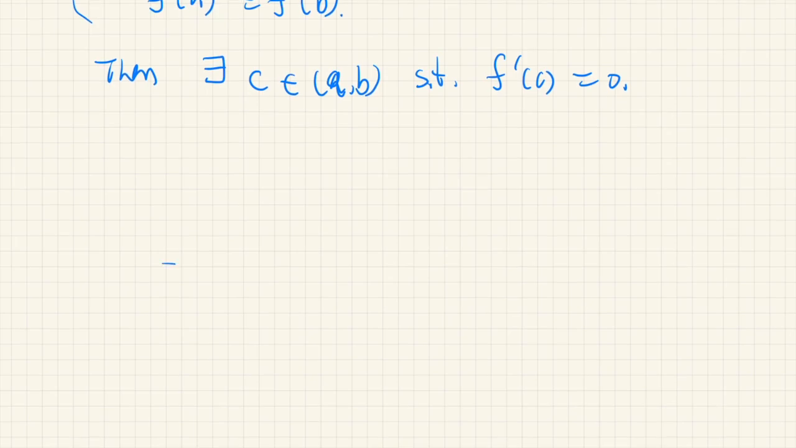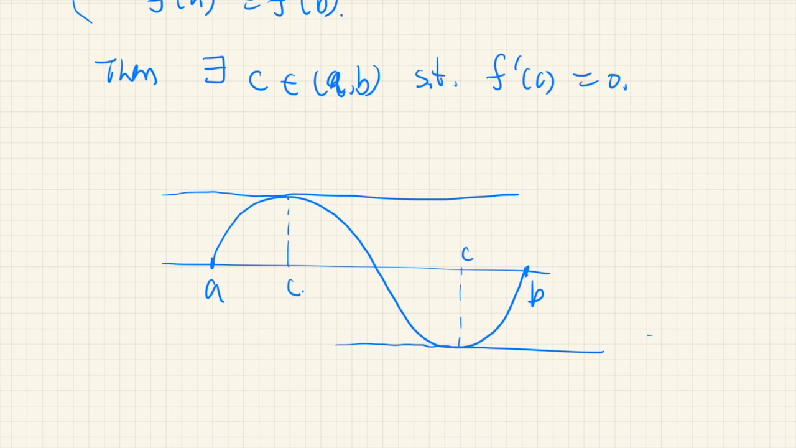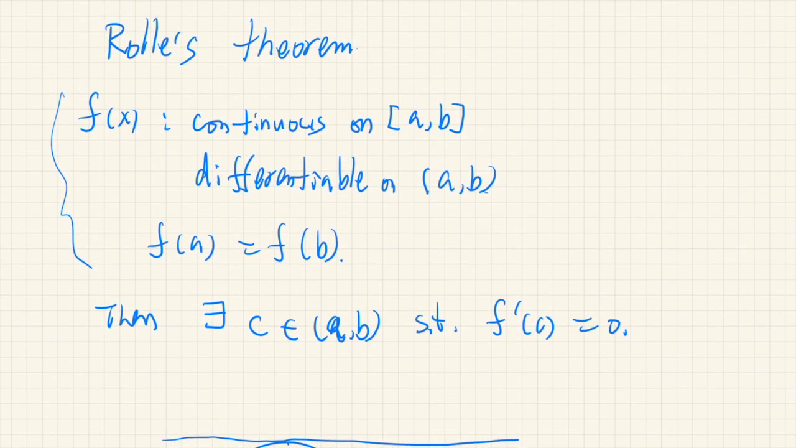So let's visualize this case. So we have a function f of x such that f of a is equal to f of b. So this is one example of such a function. Okay, so if this is the case, then there is some point c, let's say maybe this or maybe this, such that the derivative or the differential coefficient is equal to 0. That means the tangent line is parallel to the x-axis. So this is the situation Rolle's theorem is referring to.